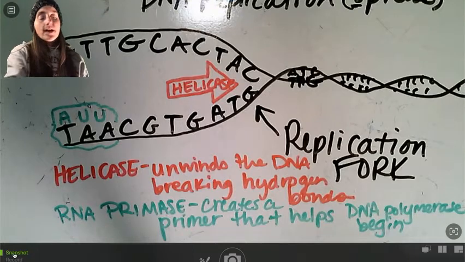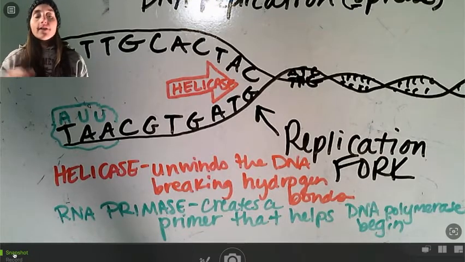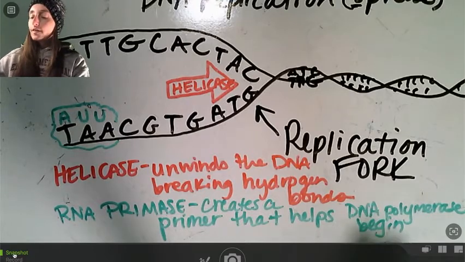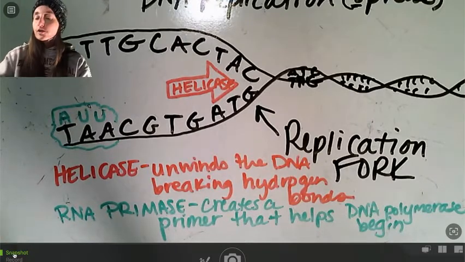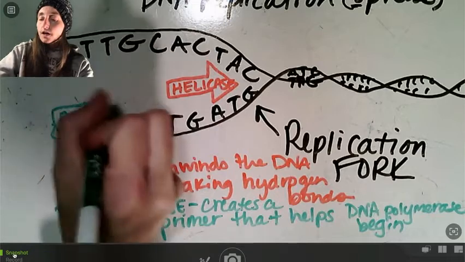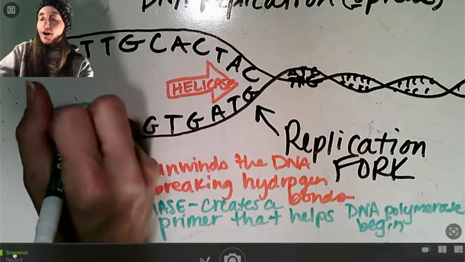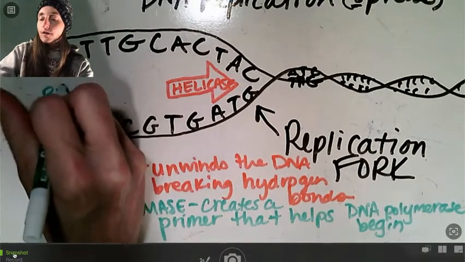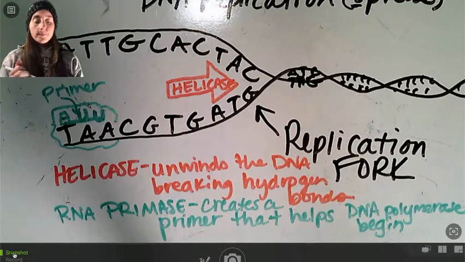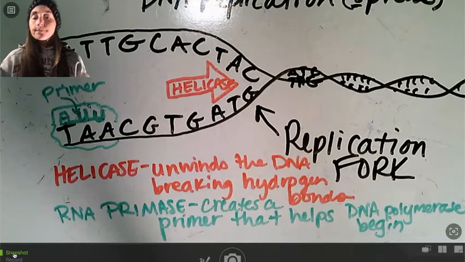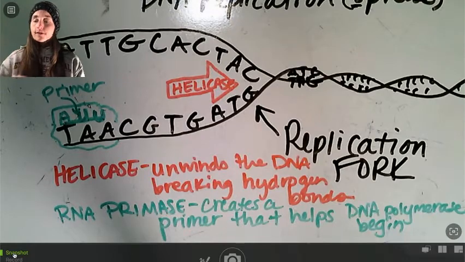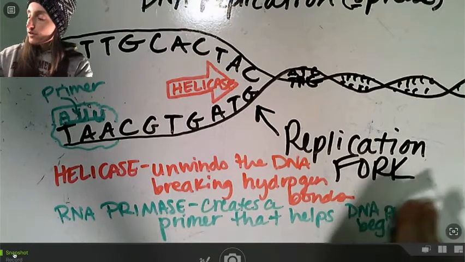Okay, so now we have two so far. We have helicase that unwinds, and we have RNA primase that lays down a little primer. So this little AUG here, AUU, that would be a primer. Okay, that's a primer. Got all that? Oh, you can pause the video.